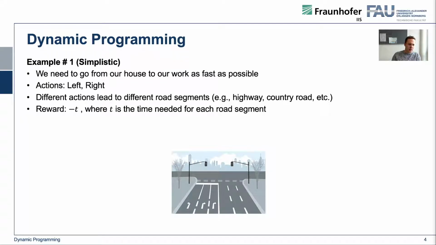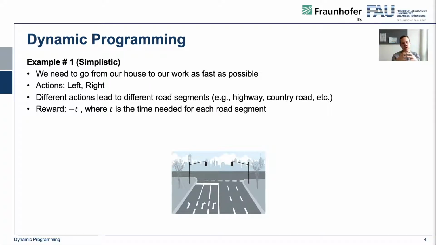So the first example is just a driving home example, and just consider that you need to go from your house to your workplace, and you want to go as fast as possible. This is something that's really common in practice, of course. You have a set of actions. You can either go left or right, and different actions lead to different road segments.